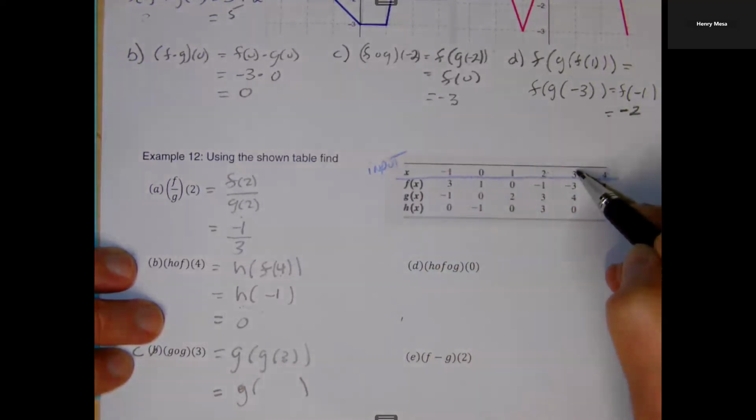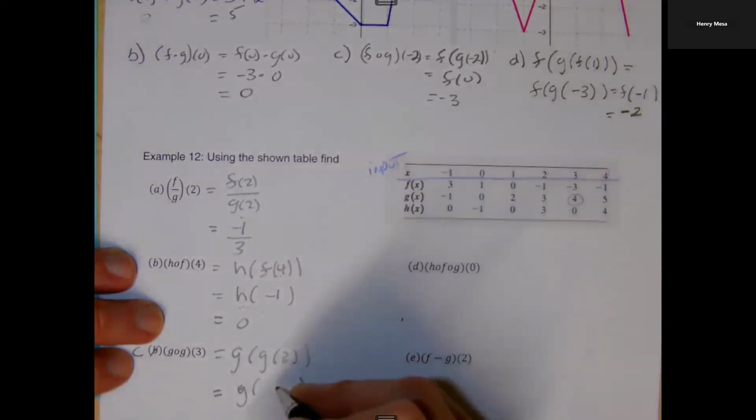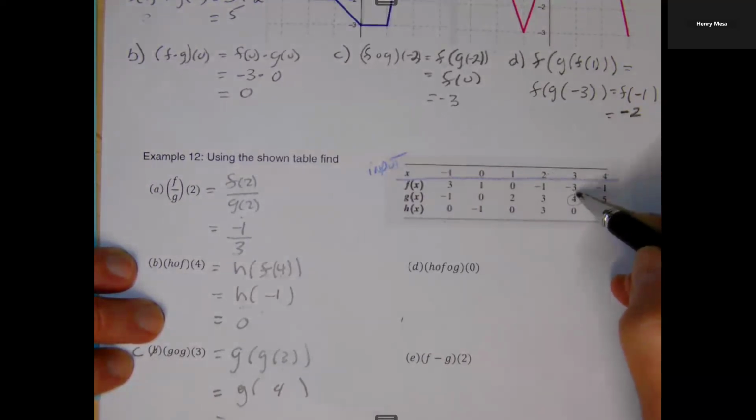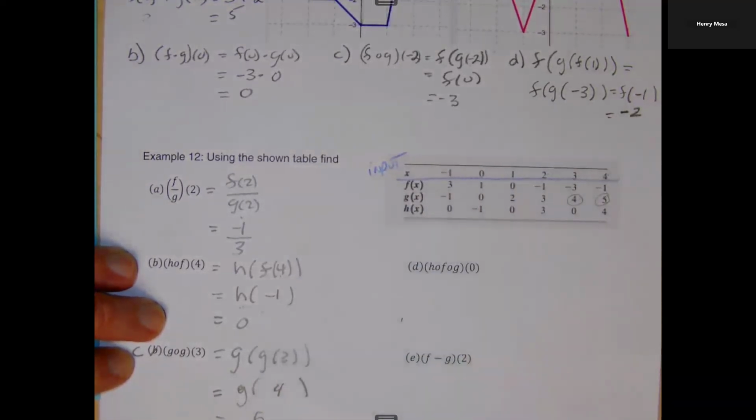G of 3, here's 3, now g is 4. Now continue and take that output and put it back in as the input. G of 4 is 5. So the answer here is 5.